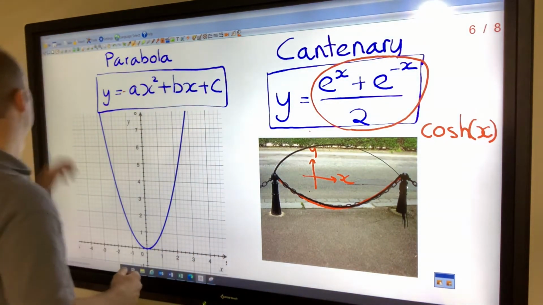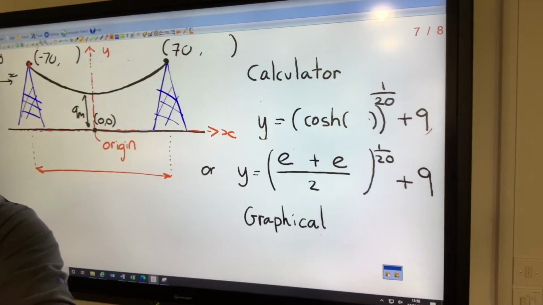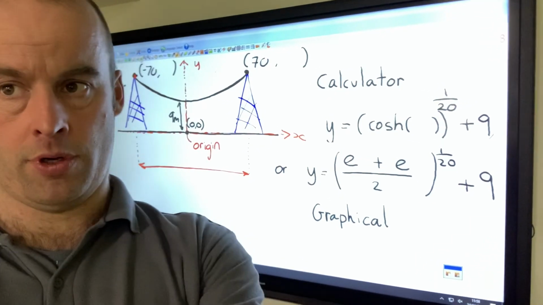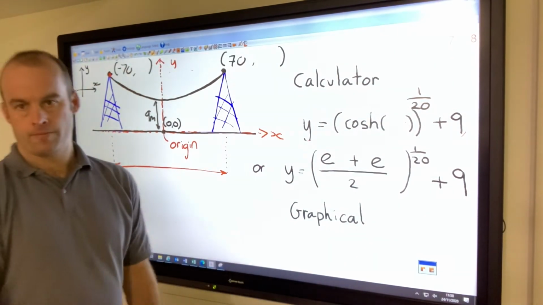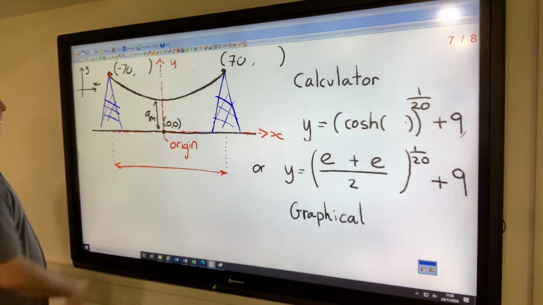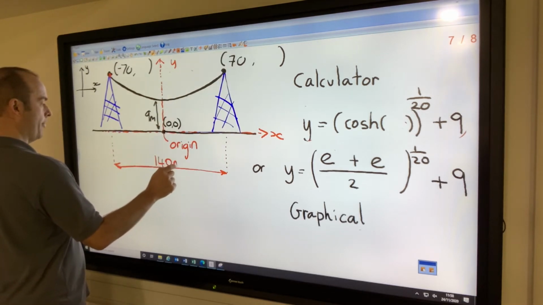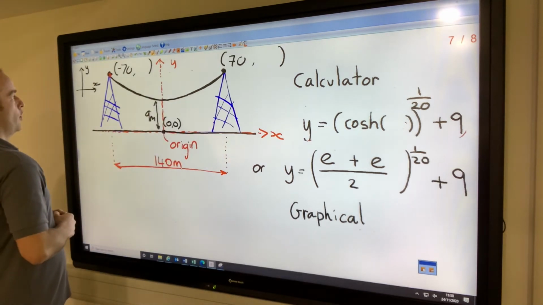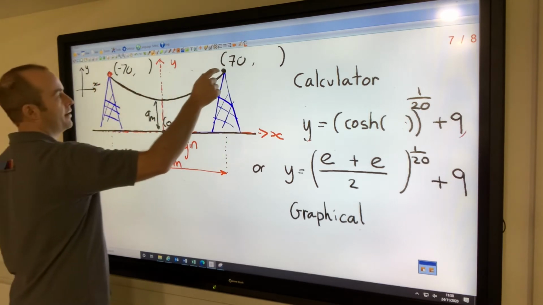Okay, that's my introduction. The actual question then is we have two pylons. I'll move this back a bit. That's a mistake there. We've got two pylons, so we'll make these pylons 140 metres apart. Okay? Question is how high do these pylons have to be suspended from?